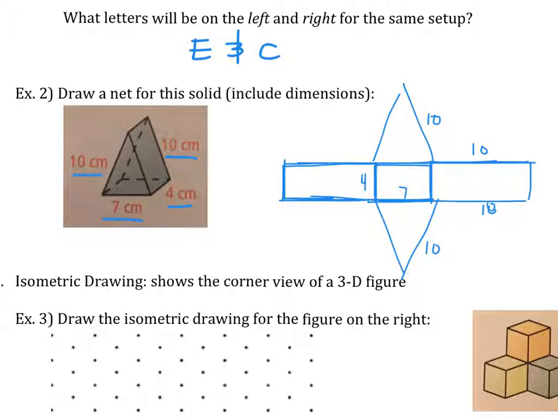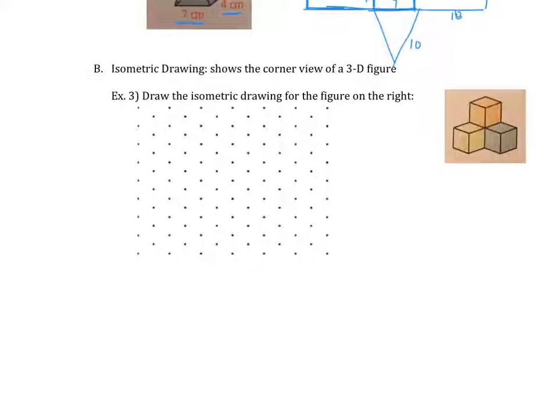Okay, any questions on that? So today is pretty simple, basic, straight to the point, just nets. We'll get into more of this crazy stuff down here tomorrow, isometric, orthographic, all of that. But for today, just nets, okay?